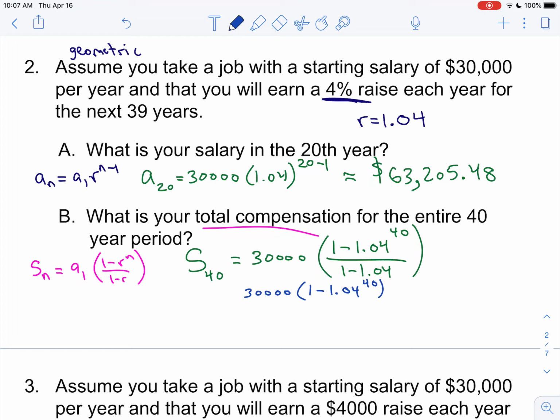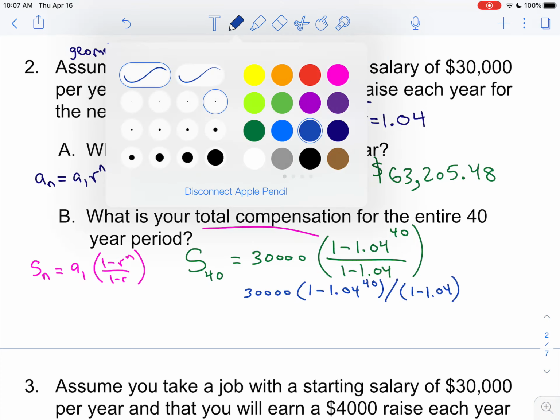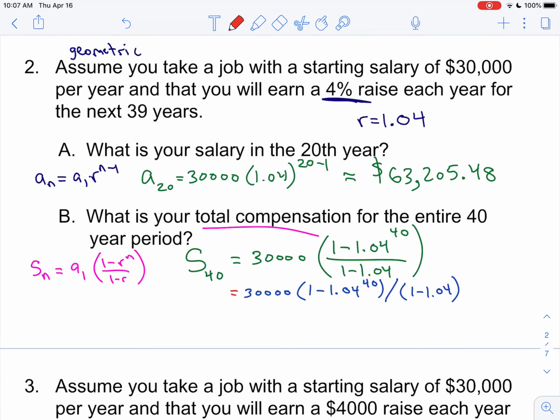And then, hold on a sec, sorry. Divided by parentheses, denominator 1 minus 1.04. Sometimes this R value, if it's a fraction or a negative, we need extra parentheses on that. But this one, we could just type it in as is. Now go ahead and type that in and see what you get. Let me switch colors again. I'll put an equal sign there, and an approximate sign. This one should turn out to be $2,850,765.47. Not too shabby, I guess. Maybe you'll take that job, maybe you won't.